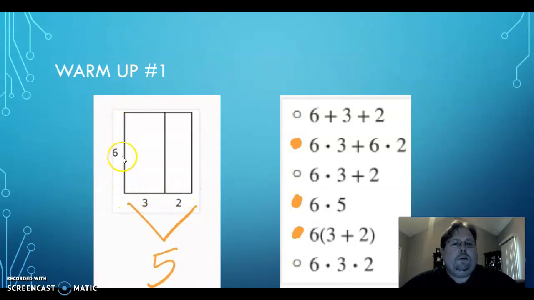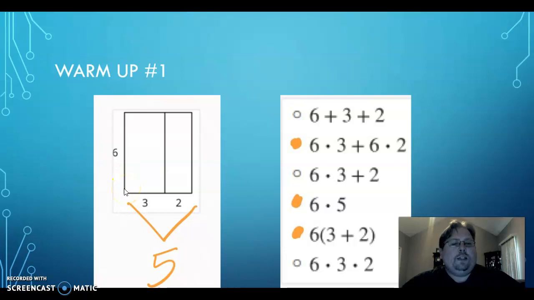Now, in this first expression, we have 6 times 3 plus 6 times 2. So if we multiply 6 times 3, that'll give us the area of this rectangle. And then 6 times 2, that'll give us the area of this rectangle. And if we add those together, it'll give us the area of the whole large rectangle. If we look at 6 times 5, so this whole length is 5, because if you take 3 plus 2, you get 5. So 6 times 5 is 30, and it'll give you the area of this whole outer rectangle.